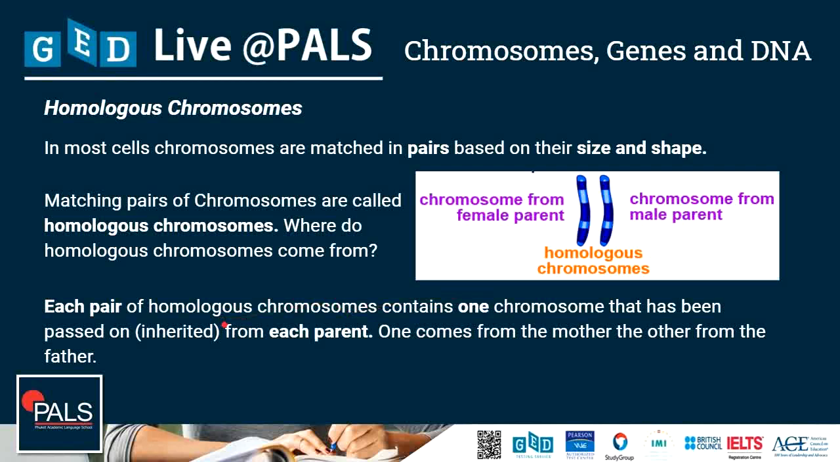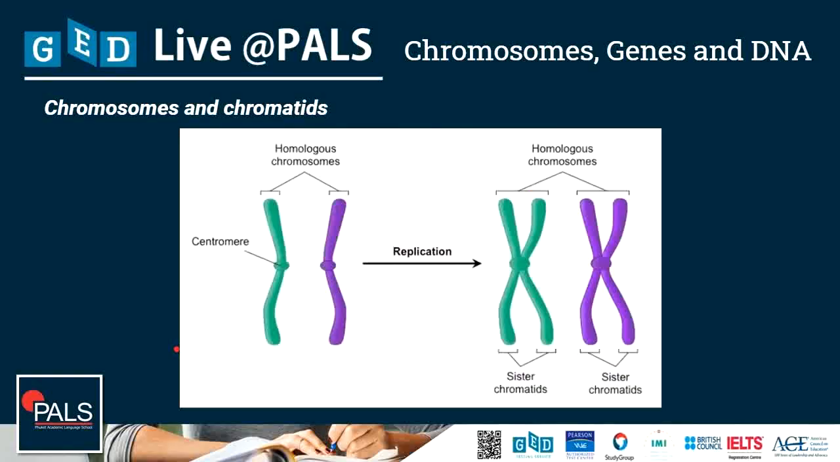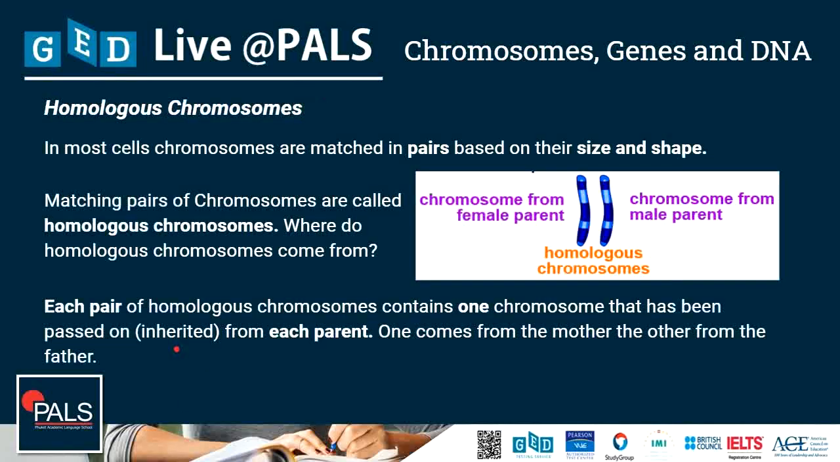So each pair of homologous chromosomes contains one chromosome that has been inherited from each parent. One comes from the mother, and the other comes from the father. We have learned in a previous presentation, and we will see this again later, that we have 46 chromosomes in total in our cells, and we get 23 of these from our mother and the other 23 from our father, so we have 23 pairs of chromosomes.